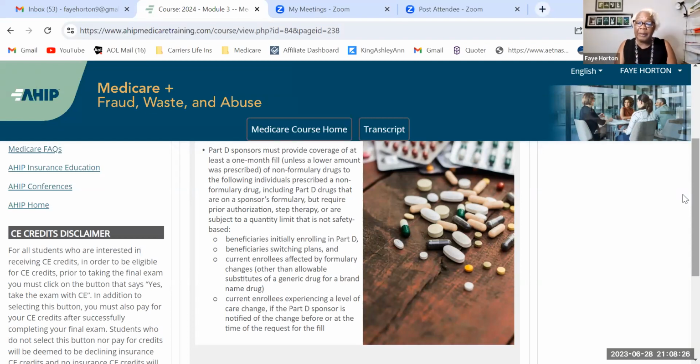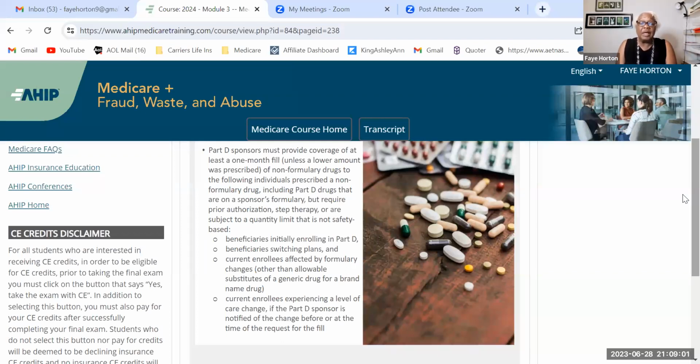So when you're writing plans during AEP and they're effective for January 1, but it's a drug that's not on the new carrier's formulary, the new carrier must cover that drug for that first 30-day fill until the patient has seen the doctor and gotten new prescriptions, a different prescription, or authorization for that medication.